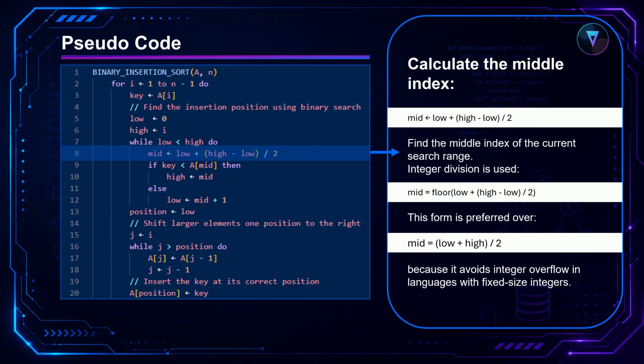Inside the loop, we calculate mid. The instruction says, mid equals low plus (high minus low) divided by 2.